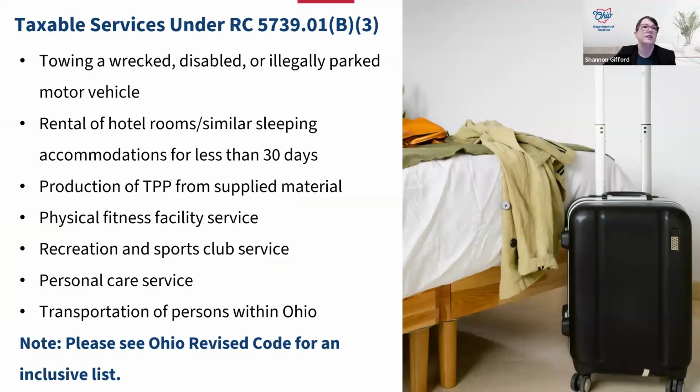Some additional services that are taxable are towing a wrecked, disabled, or illegally parked motor vehicle, rental of hotel rooms for less than 30 days, production of TPP from supplied material, physical fitness facility service, recreation and sports club service, personal care service, and transportation of persons within Ohio.